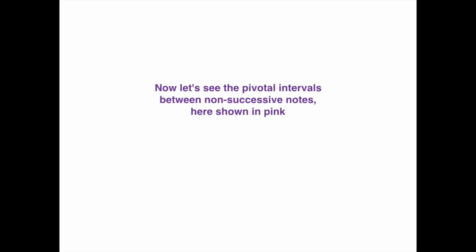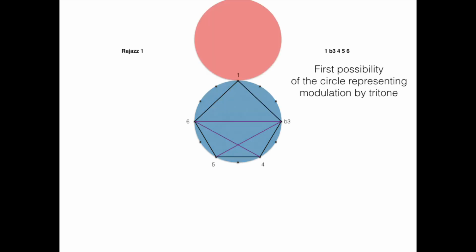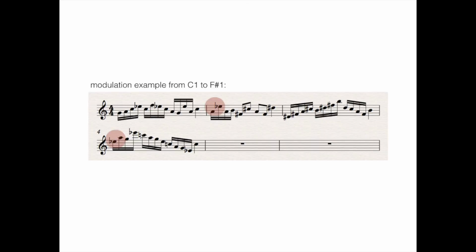Now, let's see the pivotal intervals between non-successive notes, here shown in pink. Our first interval is the tritone. For the tritone, by convention, I will place the circle above the 1st degree or below sharp 4 for any Rajazz where there is a second tritone. So the tritone we have between flat 3 and 6 allows us to pivot towards Rajazz where this tritone is between 6 and flat 3. So in C, the tritone we have between A flat and A allows us to rotate to Rajazz 1 in F sharp, where we can find the same tritone between flat 3 and 6. Here's an example.